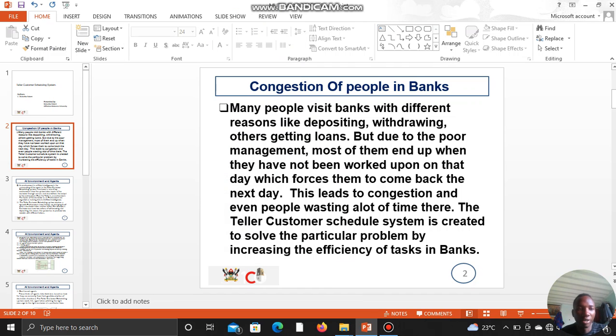My project is a Teller customer scheduling system, and the problem is congestion of people in banks. Many people visit banks with different reasons, like depositing, withdrawing, etc. But due to poor management, most of them end up not being worked upon that day, which forces them to come back the next day. This leads to congestion, and people waste a lot of time there. The Teller customer scheduling system is created to solve this problem by increasing the efficiency of tasks in banks.